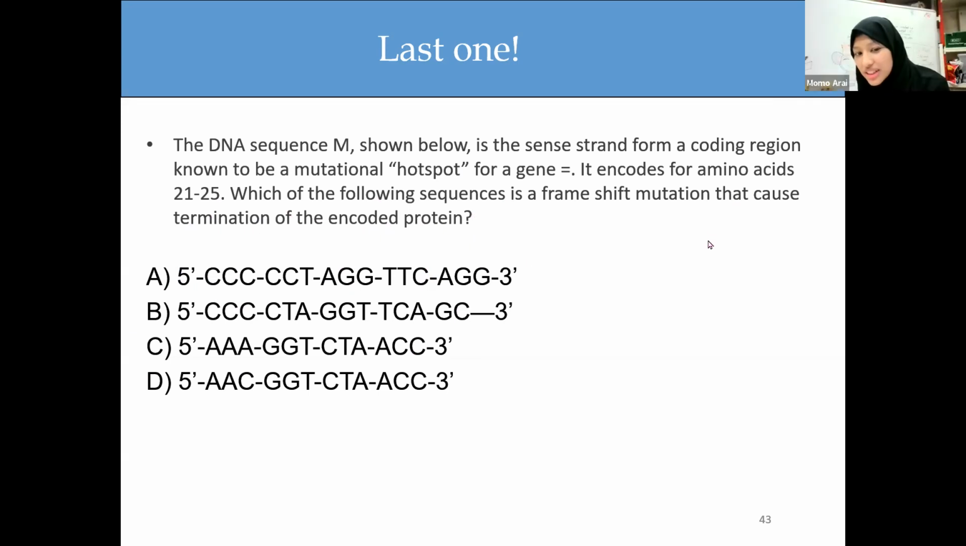What do the rest think? The answer is B. Yeah, B. Why? Because there's two in the end, like three bases. No, B is the right answer, but it's not because of the two at the end. If you look at the codes, okay, I know this is confusing, but this came in our midterm, so that's why I got it.